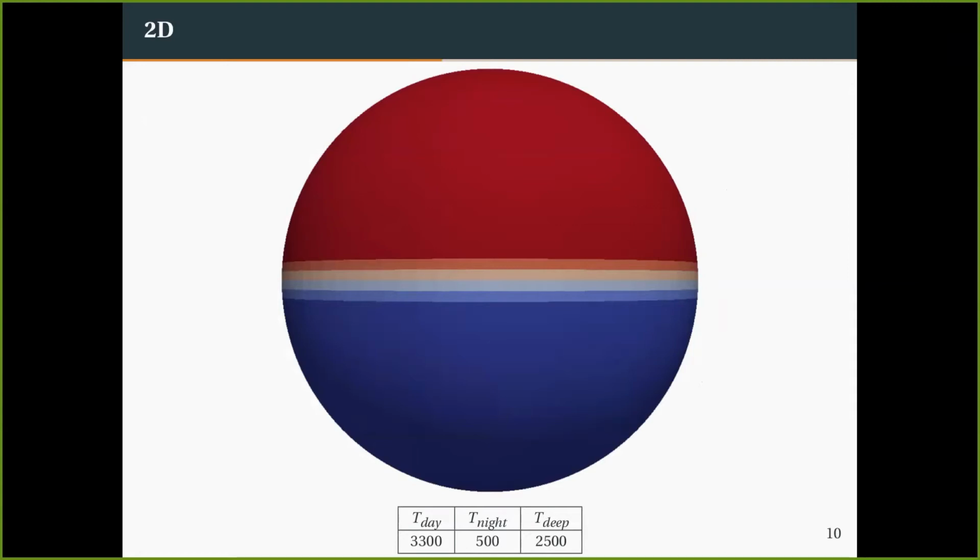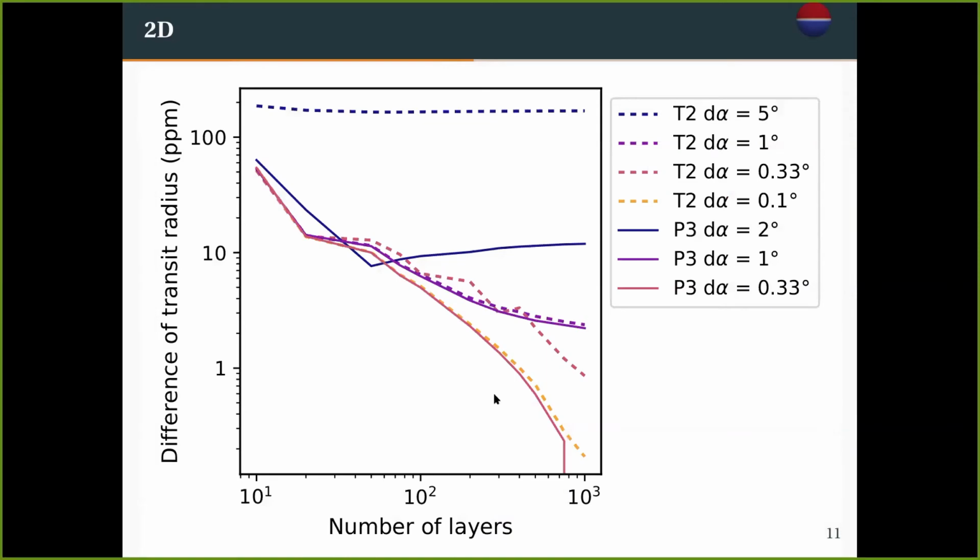Now we can move on to a 2D example, which is trying to replicate WASP-121b. So we have a very hot day side and a colder night side. In this case, we can also study the convergence of the models by increasing the number of layers. But this time we also have the angular dimension, so we can study how they behave for specific angular resolutions.